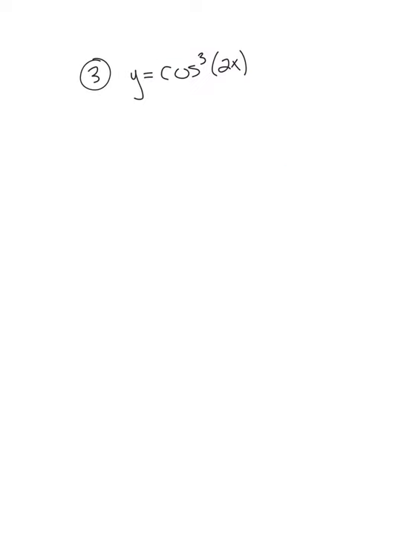So the third question that I gave you was definitely the hardest one. Before I start, I am just going to go ahead and rewrite this. It is a lot easier to see what's going on when you pull that exponent out. So I'm going to go ahead and rewrite that. So y is equal to cos of 2x all to the power of 3.